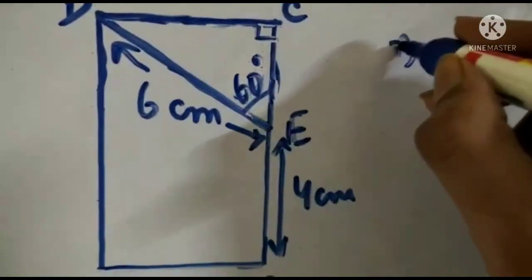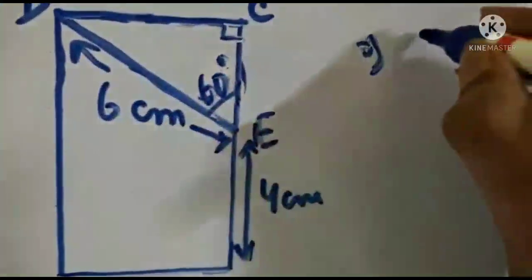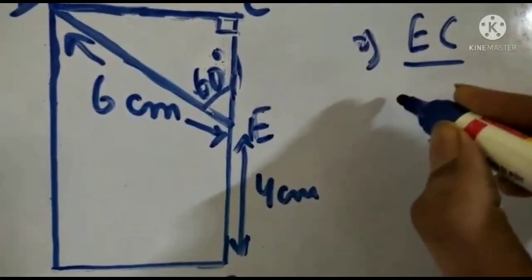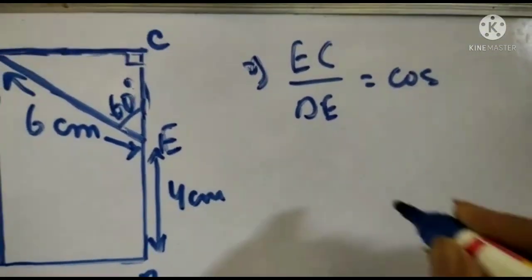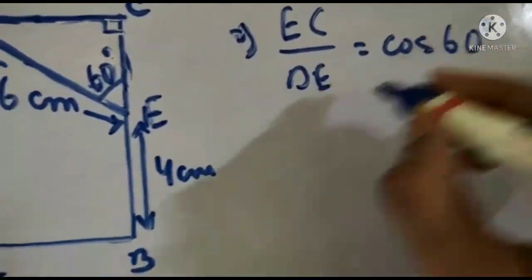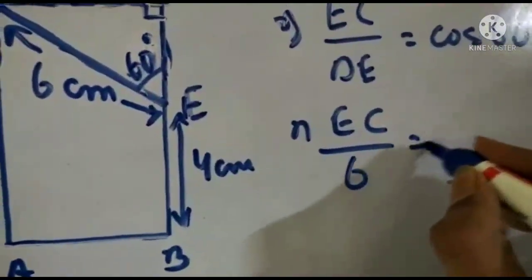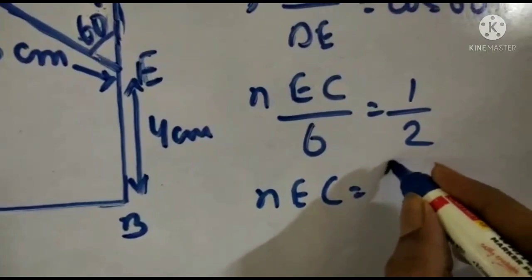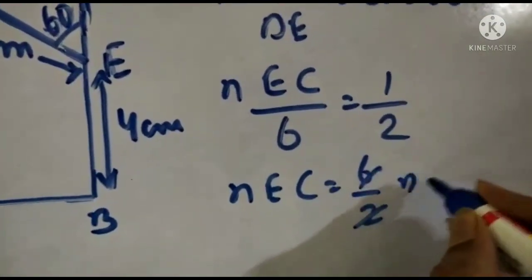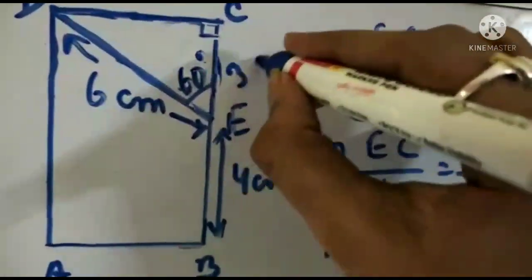So base by hypotenuse is cos. So we have to write EC by DE is equals to cos 60 degree. So EC by DE, DE means 6, is equals to 1 by 2, which is cos 60 degree. So EC is equals to 6 by 2, means 3. That means EC is equals to 3 centimeter. See, EC is equals to 3 centimeter.